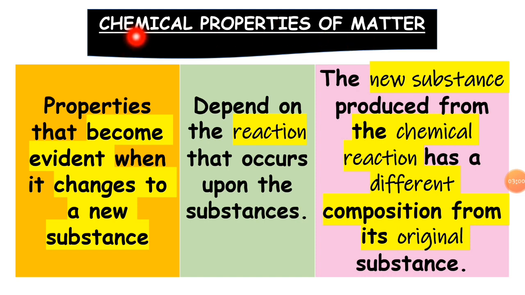Okay, now let's see what the chemical properties of matter are. The properties that become evident when it changes to a new substance. So if a matter changes to a new substance, we can say that it has chemical properties, new properties. It depends on the reaction that occurs upon the substance. The new substance produced from the chemical reaction has different composition from the original substance.